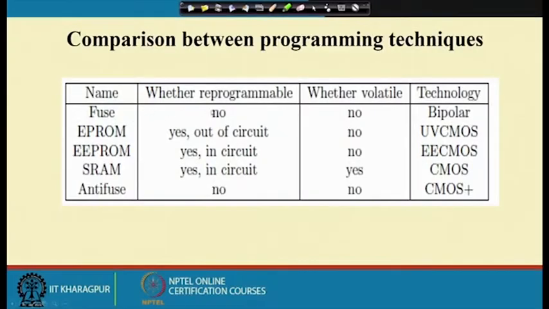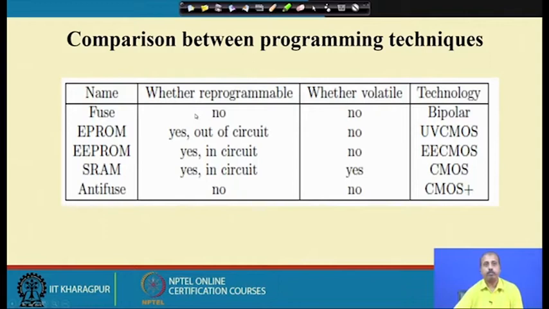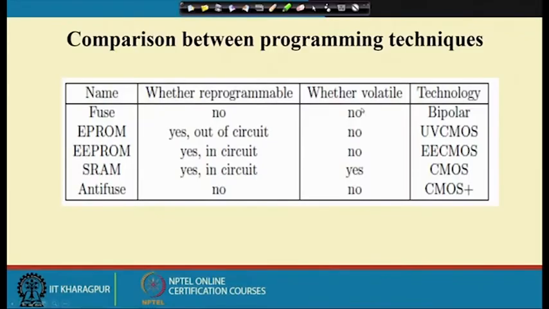So, if we compare these programming techniques, if it is fuse based programming, then it is not reprogrammable, because once the fuse is blown, we cannot restore it. So, it is not volatile: even if you switch off the power, the blown fuse will not come back to its original value. The technology used is bipolar technology, normally TTL, transistor-transistor logic type of technology.